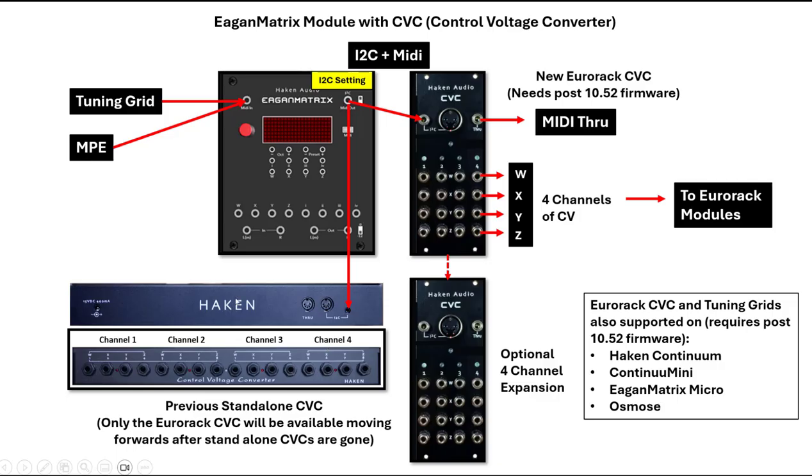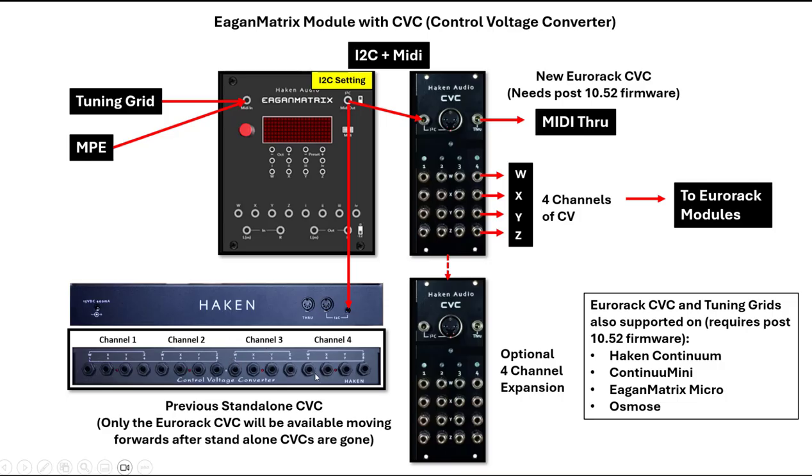Now, the current CVC model is a standalone external unit, but Haken Audio is coming out soon with a native Eurorack version of the CVC that will allow you to plug it right into your rack next to an EaganMatrix module to have a very integrated environment. The new CVC is identical in function to the old one, identical in terms of how you connect to it. It's just Eurorack based. And of course you can see its connectors are more concentrated now, but they're the same 4 sets of W, X, Y, and Z CV outputs that the older CVC supported.